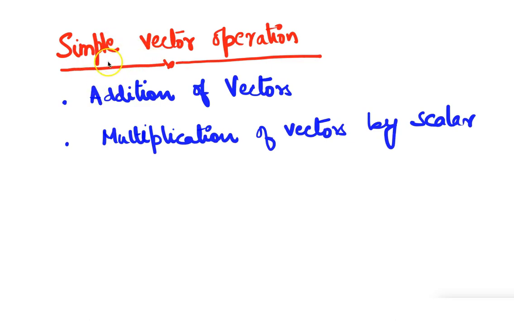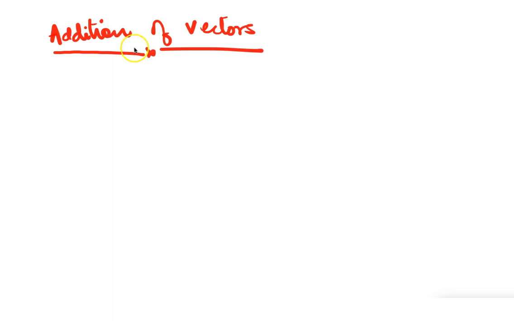In this lecture, we're going to talk about two simple vector operations. One, we will talk about addition of vectors. So we will talk about vectors, laws of additions, and then we will talk about what is the impact of multiplication of a scalar on a vector quantity. So we will start with addition of vectors.